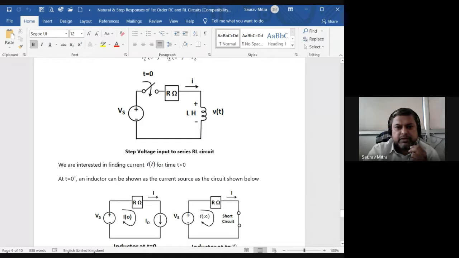In the exam also this kind of question can be asked, that is, discuss about the natural response and step response of RL and RC circuit.